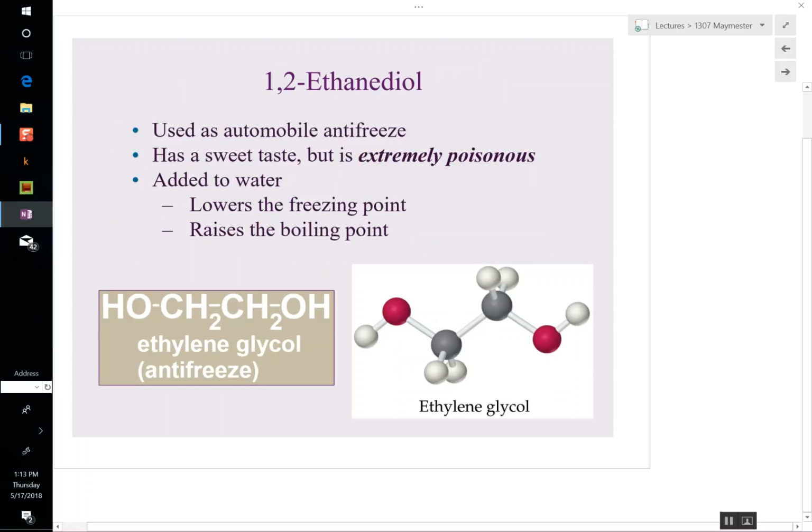Okay, ethane diol, 1,2-ethane diol, or ethylene glycol. That's the major component in antifreeze. It's what's in your radiator. About 50% is ethylene glycol and 50% water. It's a mixture of this antifreeze and water. Extremely poisonous.